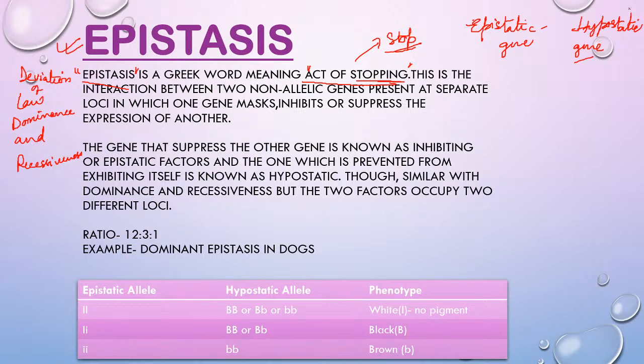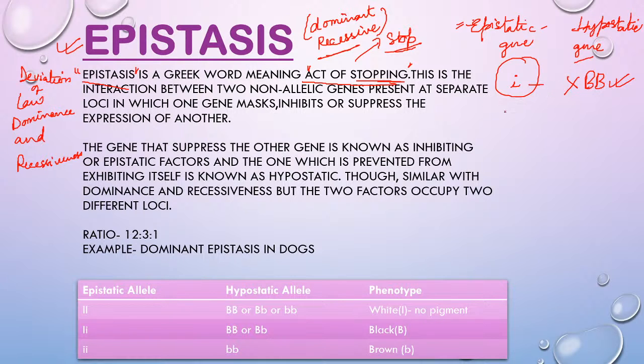Now let me tell you, epistasis can be of two types. It can be dominant epistasis, which we can find in dogs, and it can be recessive epistasis, because the recessive gene can also function as an epistatic gene. When there is the presence of a recessive gene, then even if there is a hypostatic or dominant gene also present, in the presence of the recessive gene the dominant or hypostatic gene cannot act.